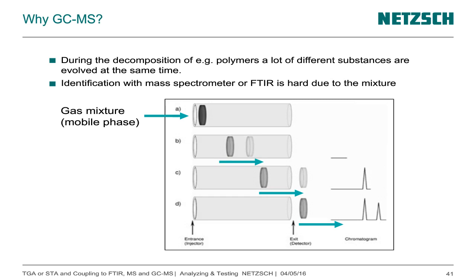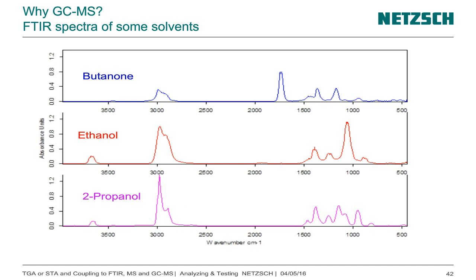And I want to show you with an easy experiment how good it is. There I used solvents, ethanol and propanol, and in the ethanol there were 2% of butanone, so that I'm not allowed to drink the ethanol. And you see in the FTIR, hey, it could be possible to identify them.